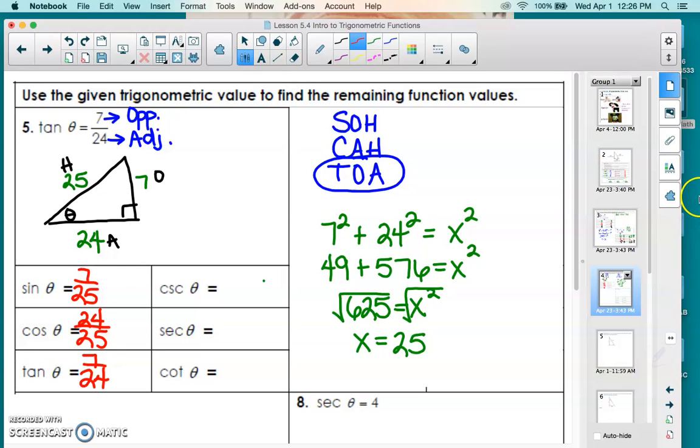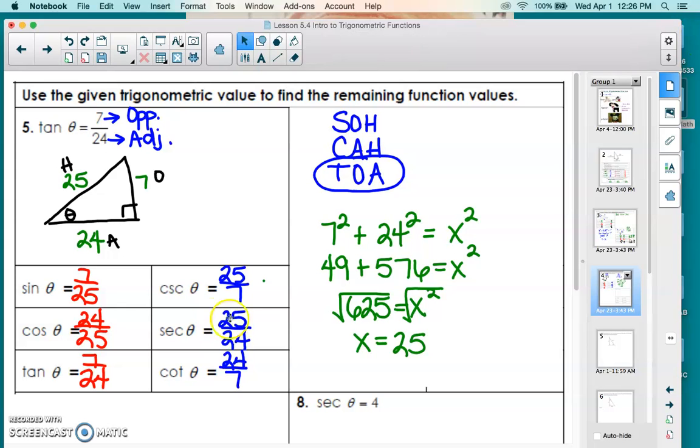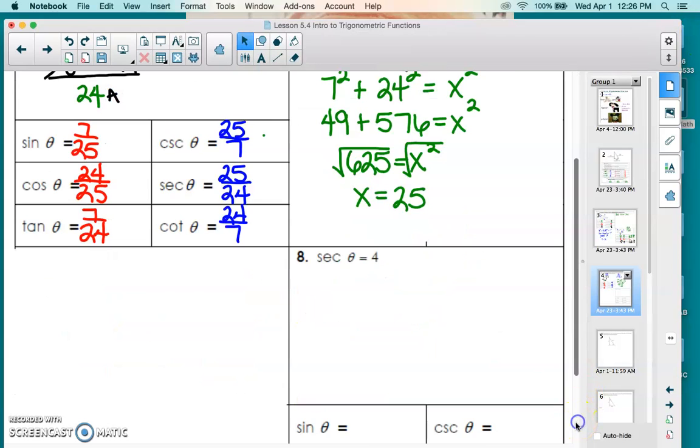Now we do the reciprocals. So the reciprocal of sine is cosecant, so 25 over 7. Secant is the reciprocal of cos. So 25 over 24. And cotangent is the reciprocal of tangent. Voila. Oh, none of those reduce, by the way.